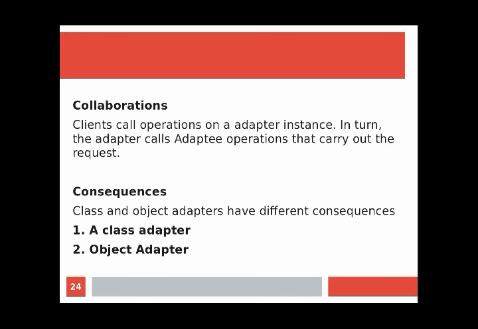An object adapter, on the other hand, lets a single adapter work with many adaptees, that is, the adaptee itself and all of its subclasses. The adapter can also add functionality to all adaptees at once. And the second is that it makes it harder to override adaptee behavior. It will require subclassing adaptee and making adapter refer to the subclass rather than the adaptee itself.